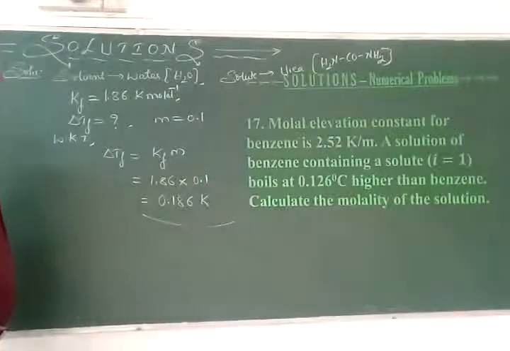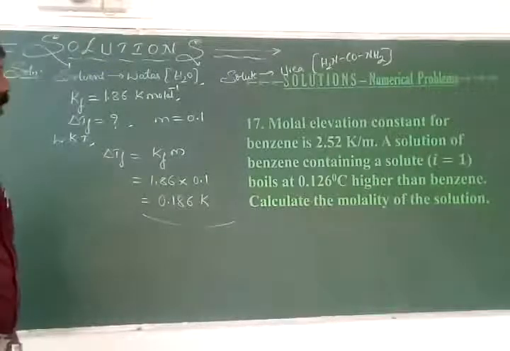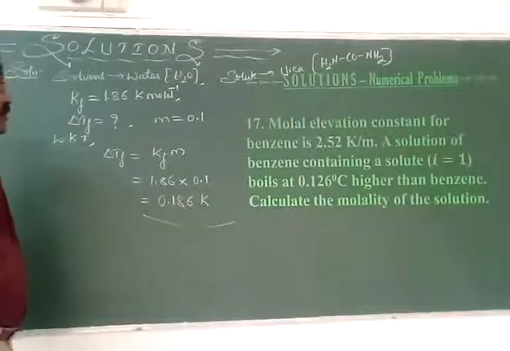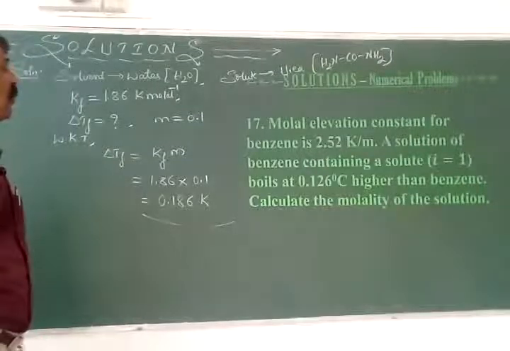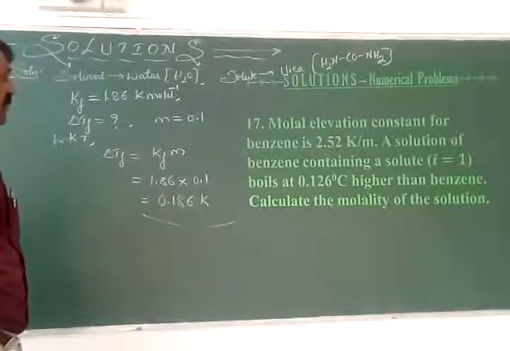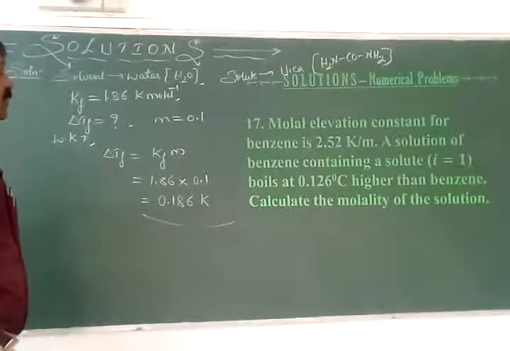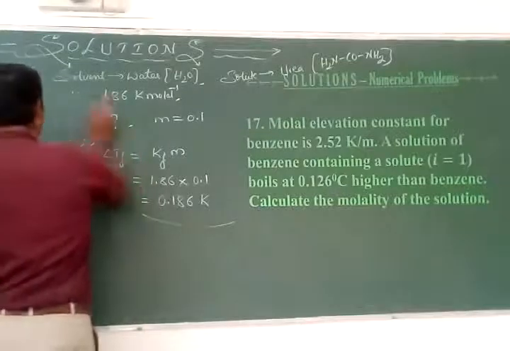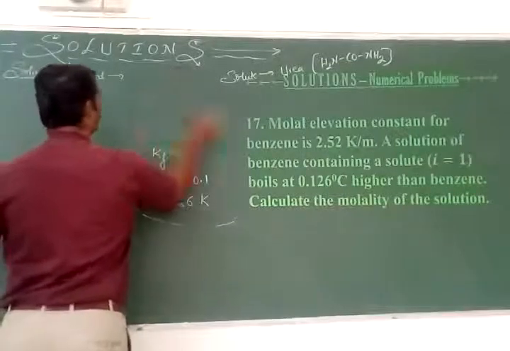Molar elevation constant for benzene is going to be 2.52 Kelvin per molal. A solution of benzene containing a solute, i is equal to 1, i is equal to 1 means it is a non-electrolyte, boils at 0.126 degrees Celsius higher than that of benzene. Therefore, calculate the molality of the solution.